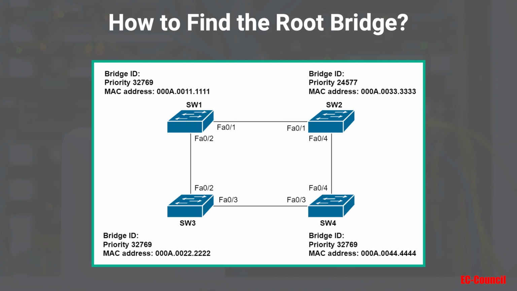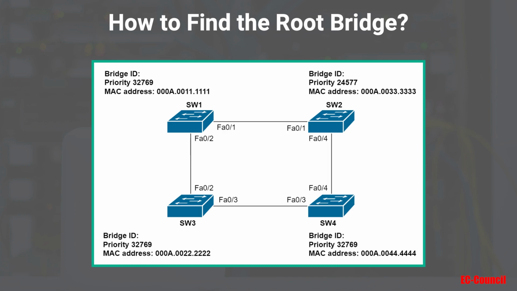We could look at the MAC addresses. Each switch has a unique MAC address. Currently, we can see switch 1's MAC address is lower than switch 4's MAC address. Therefore, switch 3 will choose this path to reach the root bridge and not via switch 4. So what does this mean? This simply means that FastEthernet 0/2 on switch 3 will be a root port.